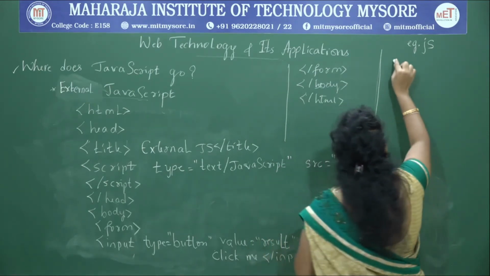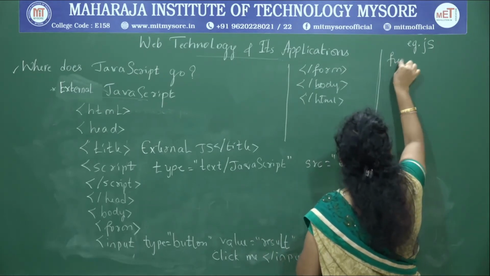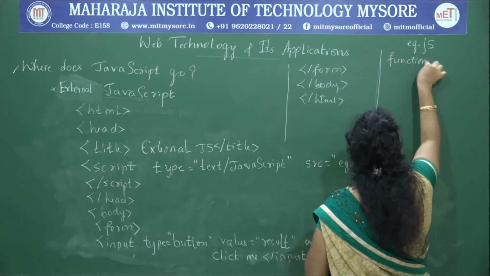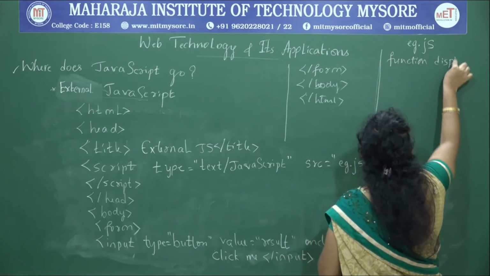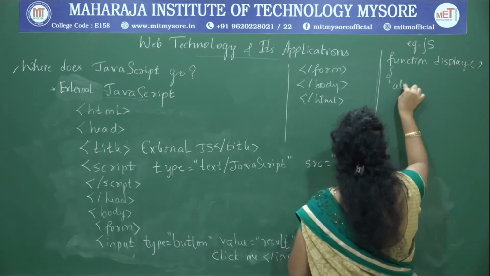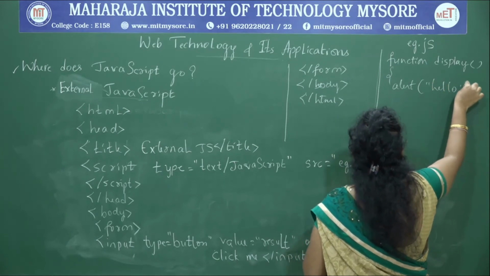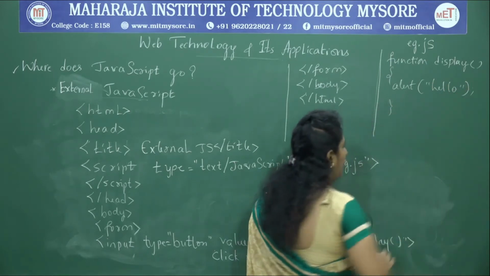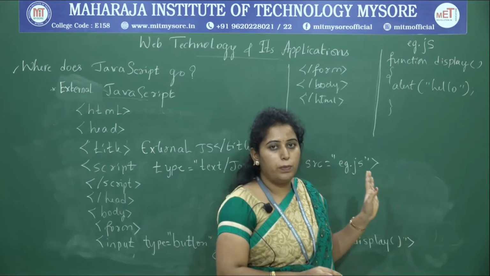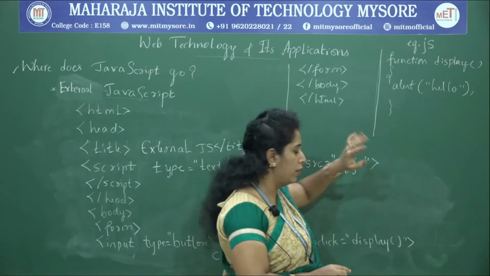How am I going to type the text here? I will write function display. This function definition I am going to write here, alert hello. So nothing else, only JavaScript code should be written there. So finally save this file and close it.